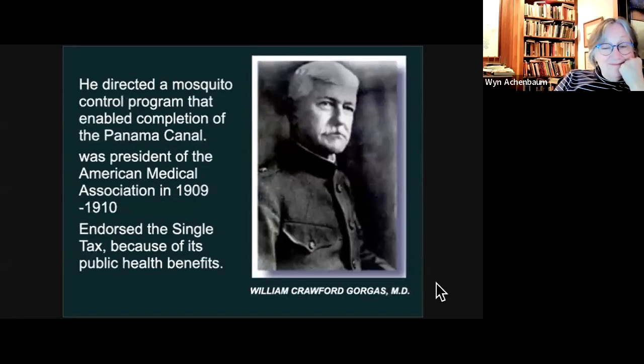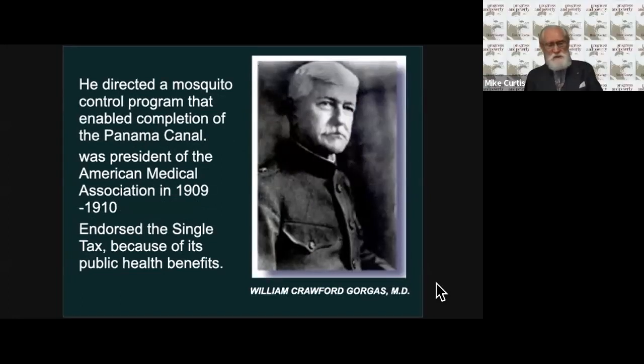William Burgess, MD, directed the mosquito control program that enabled the completion of the Panama Canal, was president of the American Medical Association in 1909 and 1910, and endorsed the single tax because of its public health benefits.